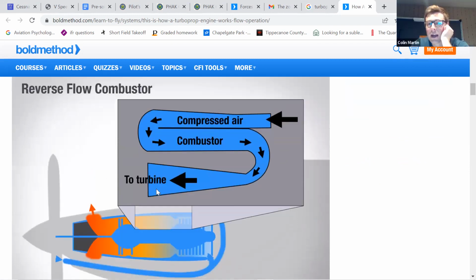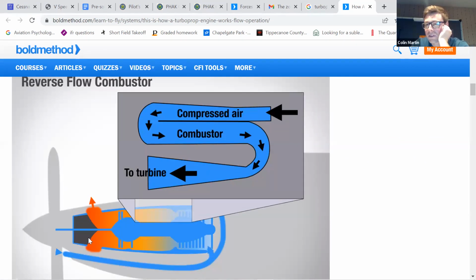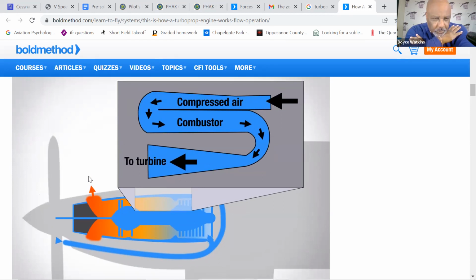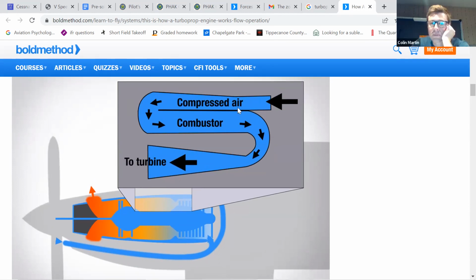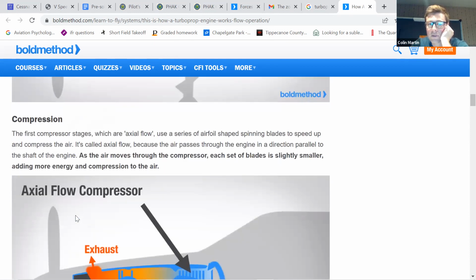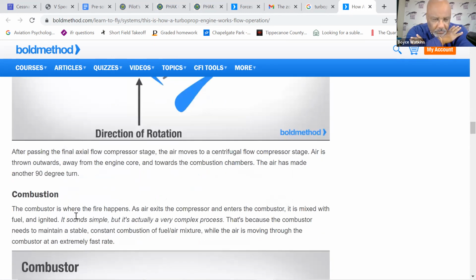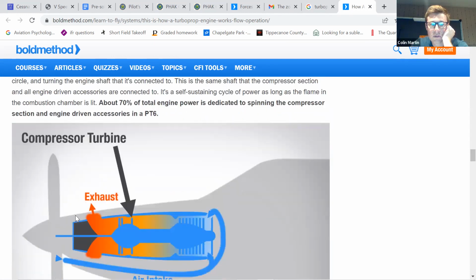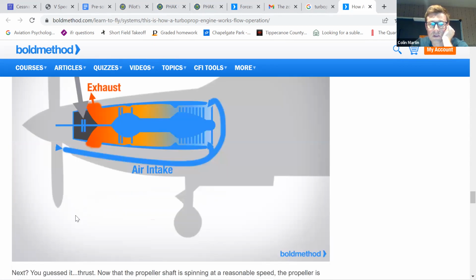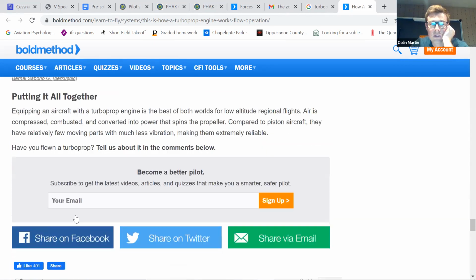So it'll be a lot more powerful than just those 4-cylinder combustion engines that we fly. So it has the compressed air, and then it goes into the combustor, and then through that turbine fan that spins the propeller up front. So that's the general gist of that. Does that make sense?